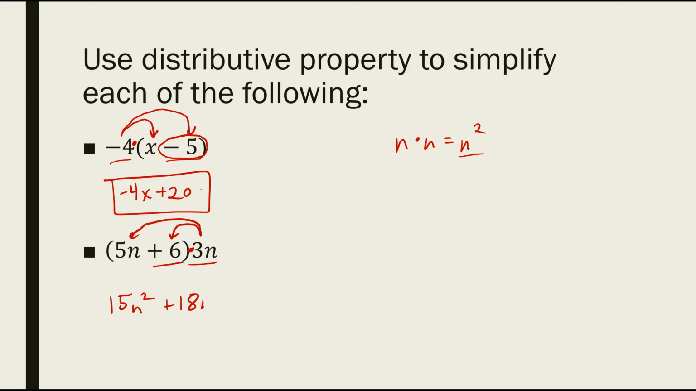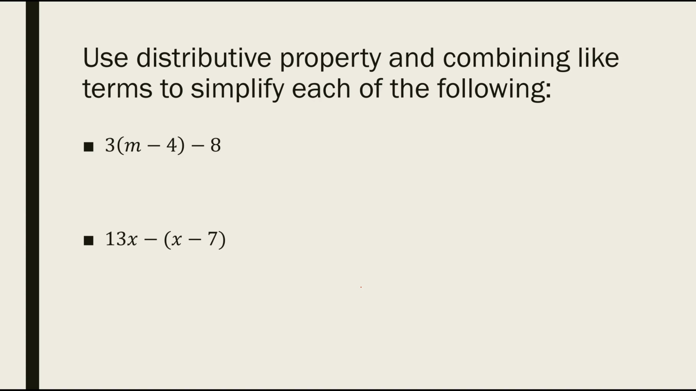positive 18n. Are these like terms? No, because this guy has an n squared, this guy has just an n. They have to have exactly the same combination of variables. They don't, not like terms. This is my final answer. Woo, we're moving right along. Let's do some more distributive property.